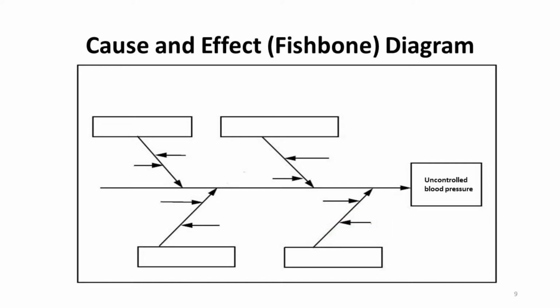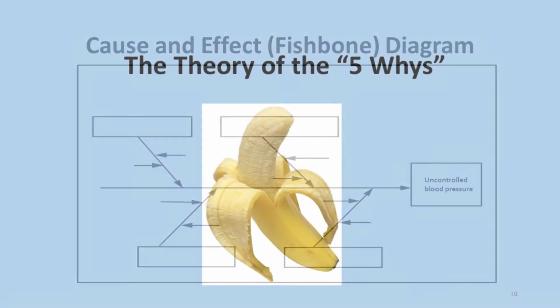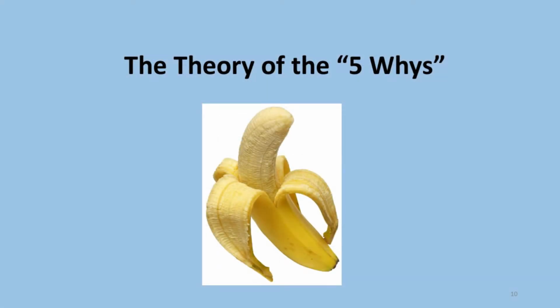To get to the root causes, it is helpful to understand the theory of the 5 whys. Just like peeling a banana to get to the fruit, asking why peels away the symptoms to get to the root cause of the opportunity. The 5 whys was developed by Taiichi Ohno and was used by the Motorola company before moving into a significant tool for root cause analysis.